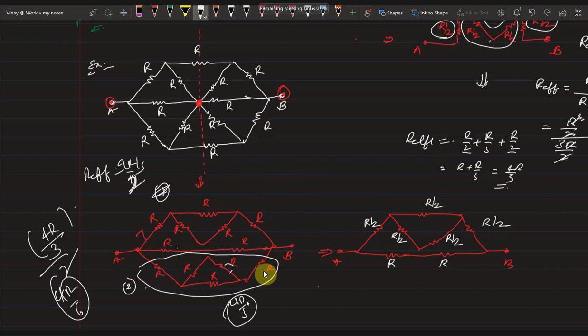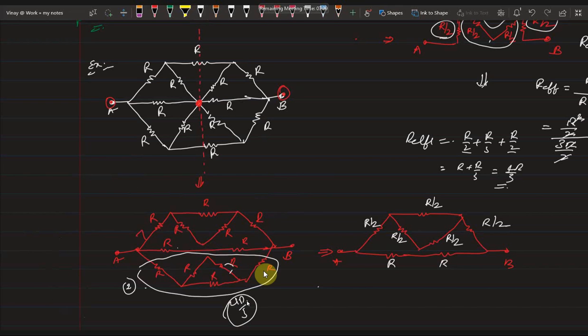Now please remember, instead of calculating the upper part and lower part, how to save the time is: upper part and lower part have the same resistances, and they are similar to each other. Then what to do is, we can fold it. If you fold, this entire lower part is going to touch the upper part. Am I right?